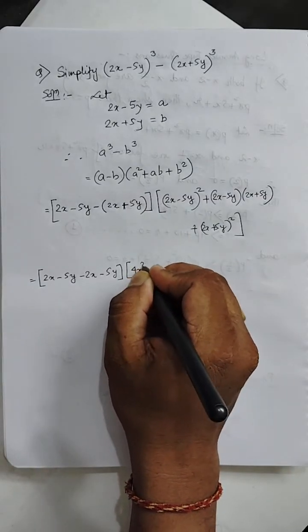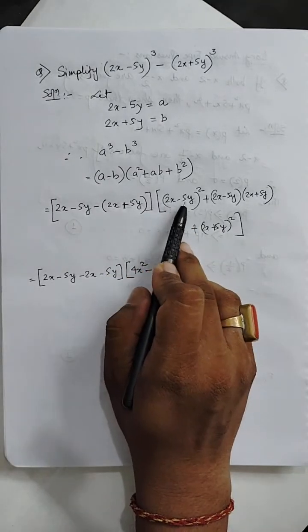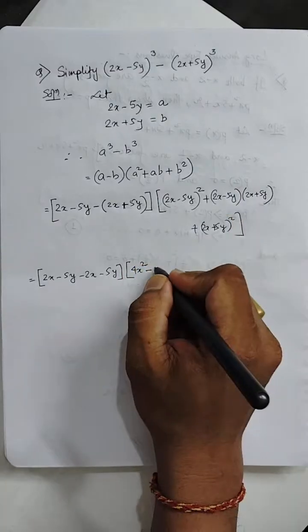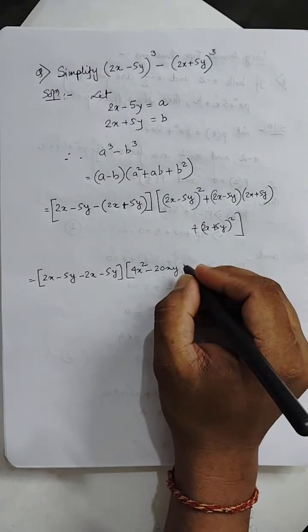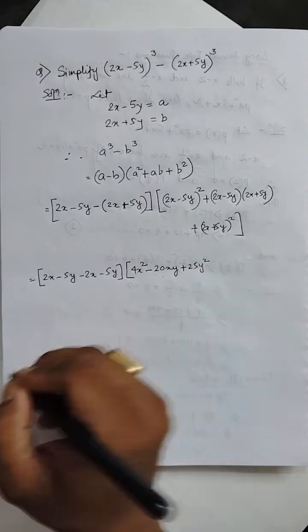So this is 4x square minus 2 into ab, that means 2 into 2x into 5y. So 2 into 2 is 4, 4 into 5 is 20, minus 20xy plus 25y square.